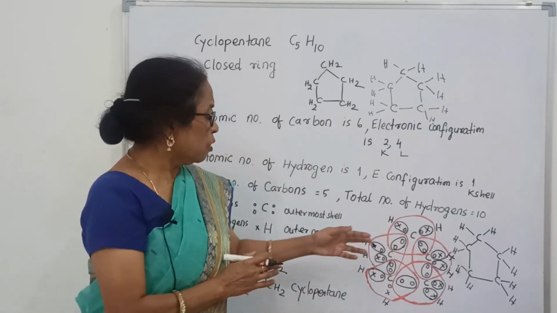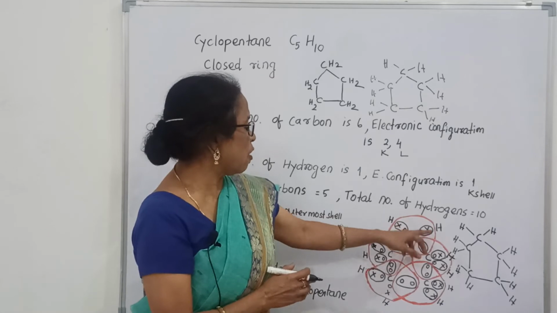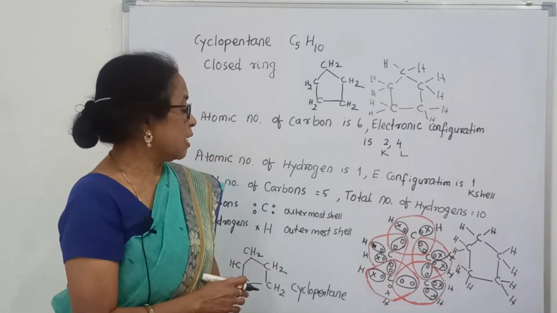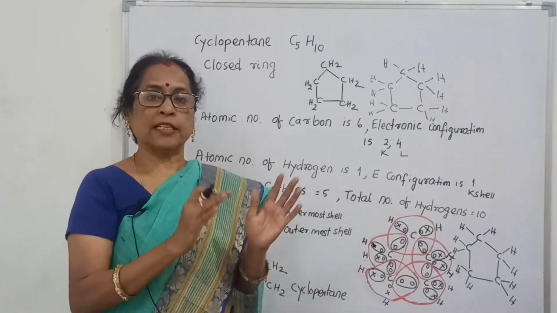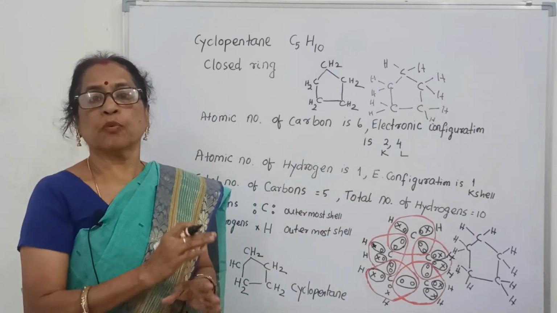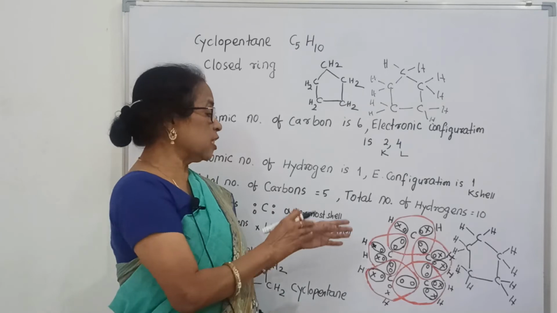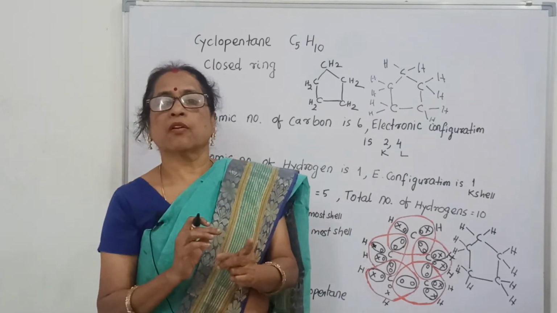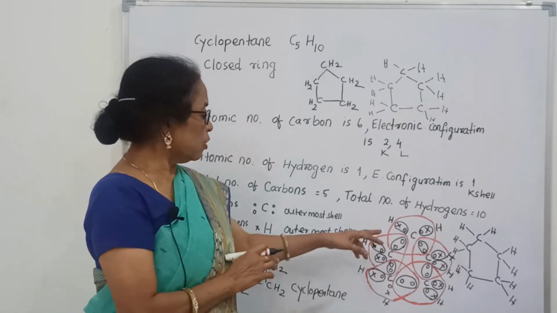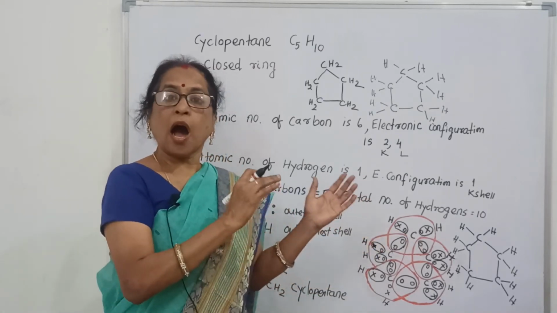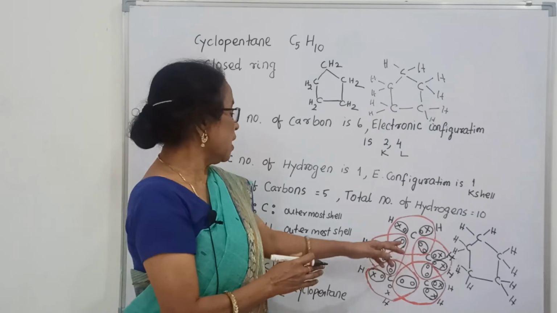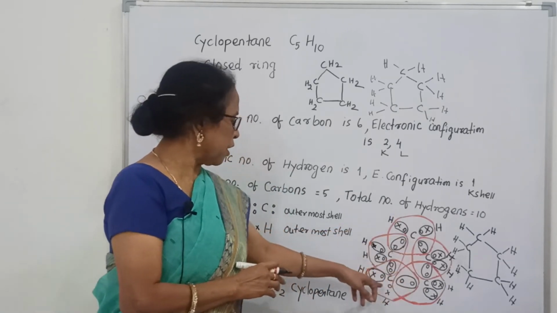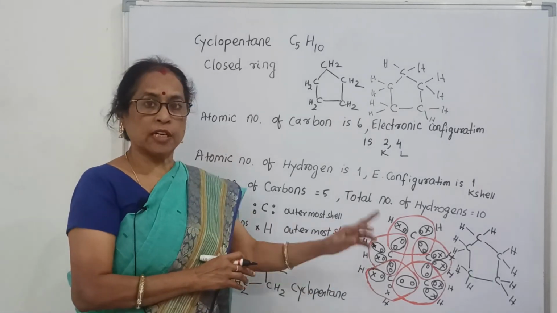But how many carbons? 5 carbons. You also check the red rounded. You can see there are 4 pairs of electrons. That means 8. That means carbon is satisfied by 8 electrons, noble gas configuration. Which is nearer? That is your neon. In neon, the outer shell contains 8 electrons. Carbon also contains, after forming covalent bonds, 8 electrons in this carbon. Similarly, you can see all the red rounded structures.